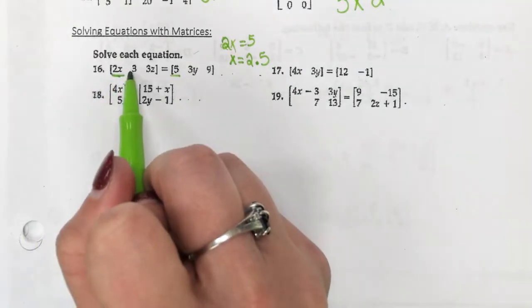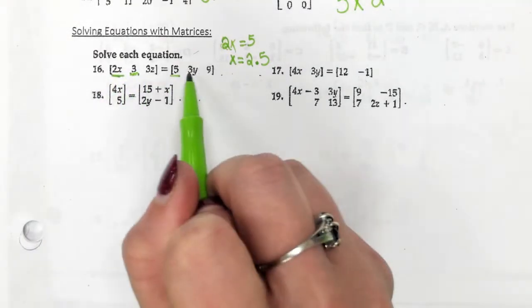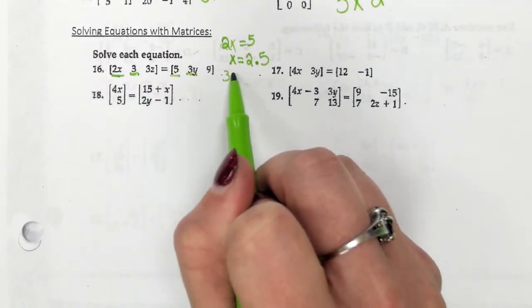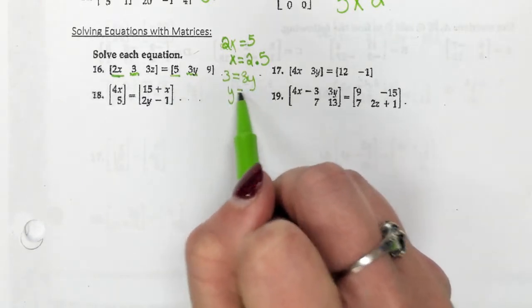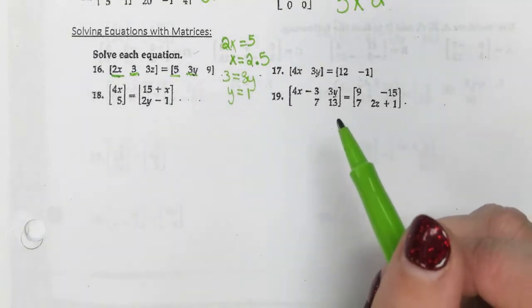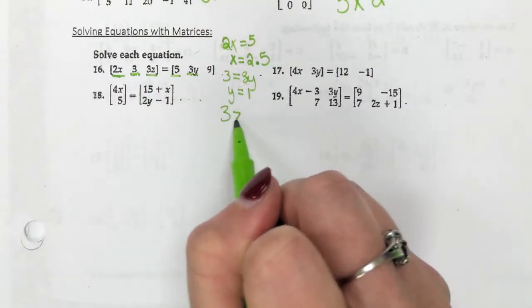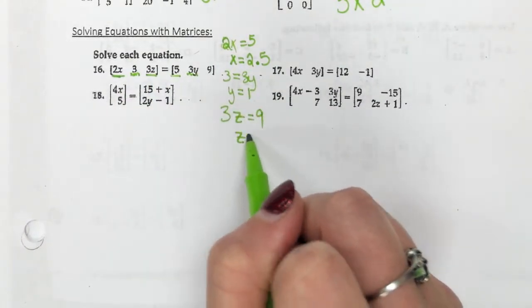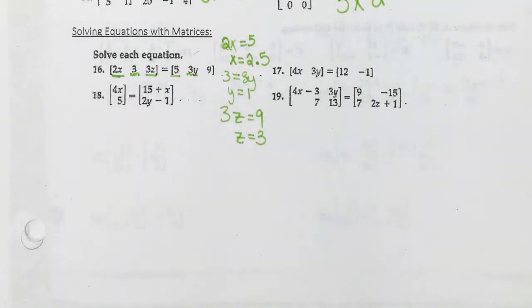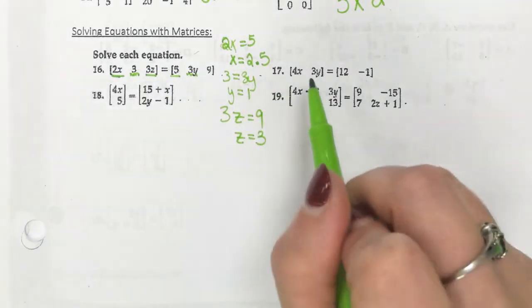Alright, so what about 3? 3 is in the middle. What's it equal to? 3y. So what's y equal to? 1. Alright, what about 3z? Equals 9. So z is equal to 3. Boom, you're done. All right, what about 17?